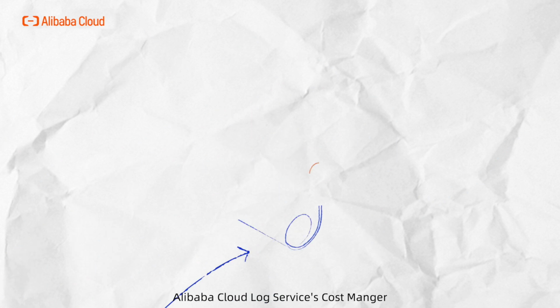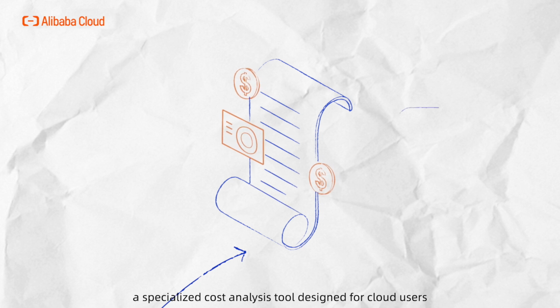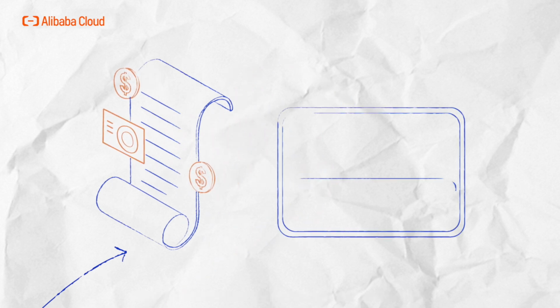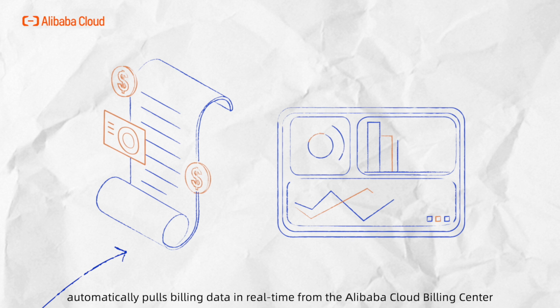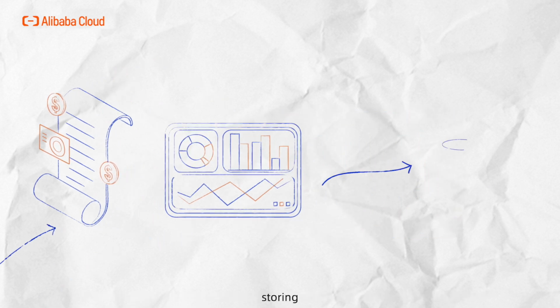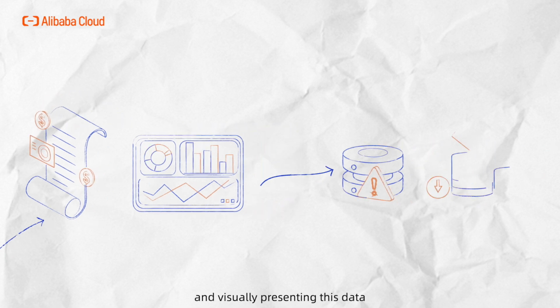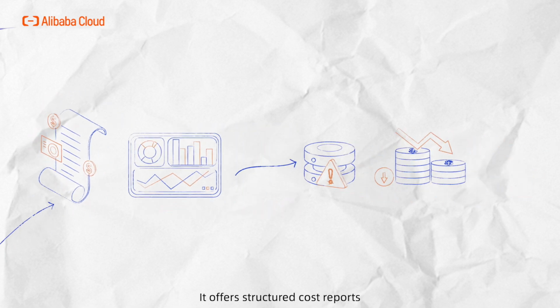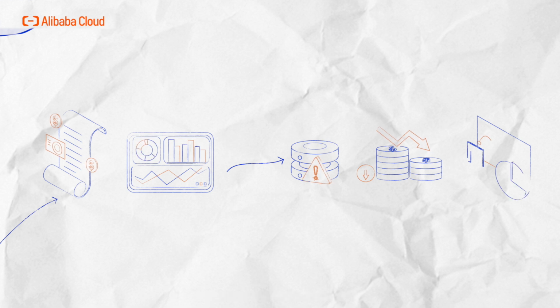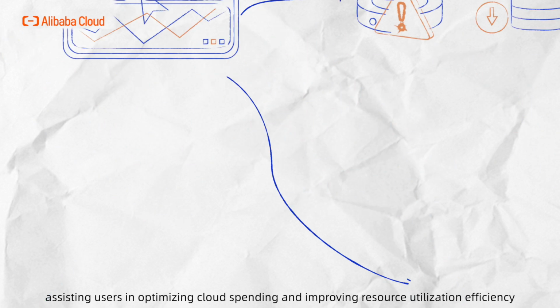Alibaba Cloud Observability Cost Manager, a specialized cost analysis tool designed for cloud users, automatically pulls billing data in real time from the Alibaba Cloud Billing Center, storing, analyzing, and visually presenting this data. It offers structured cost reports, feature cost predictions, and timely anomaly alerts, assisting users in optimizing cloud spending and improving resource utilization efficiency.